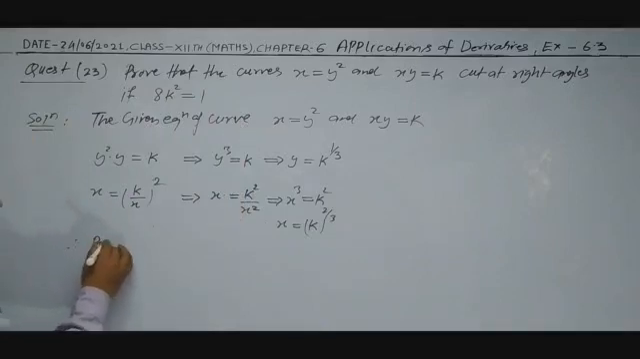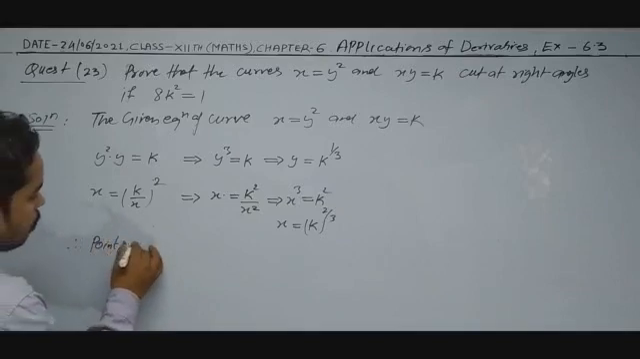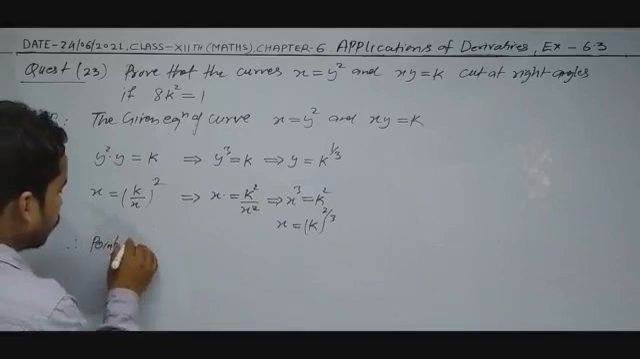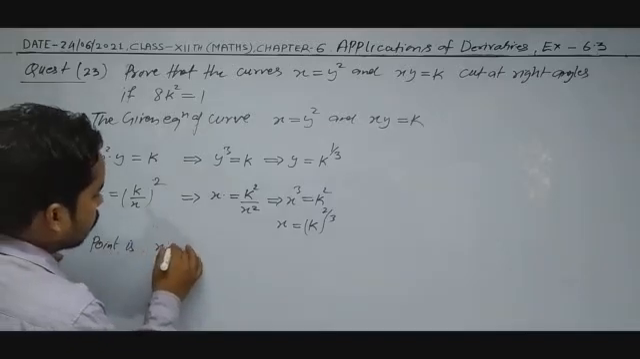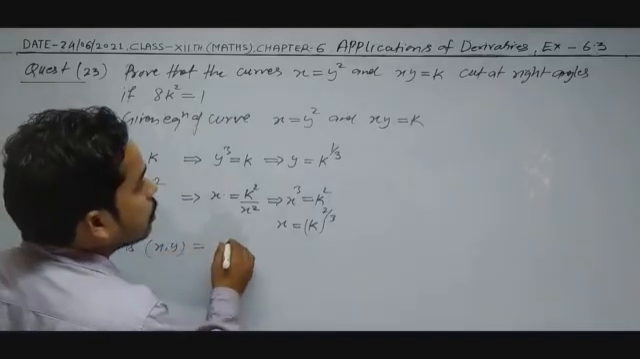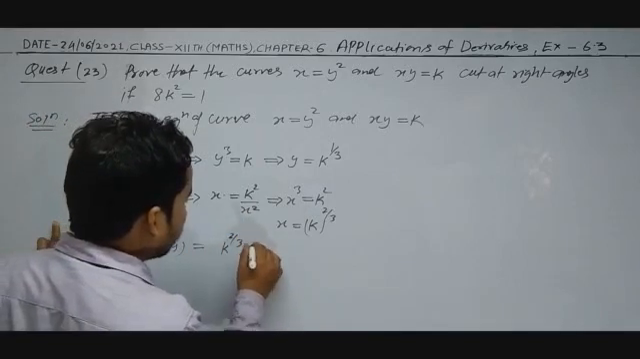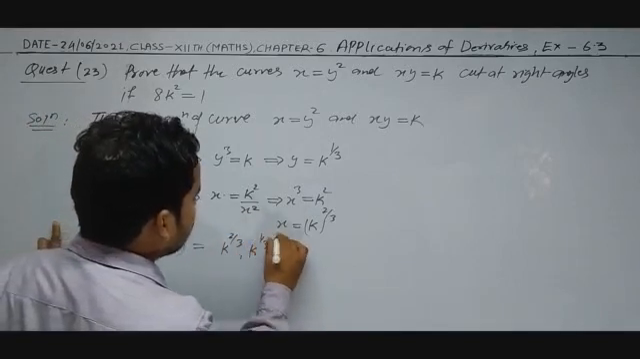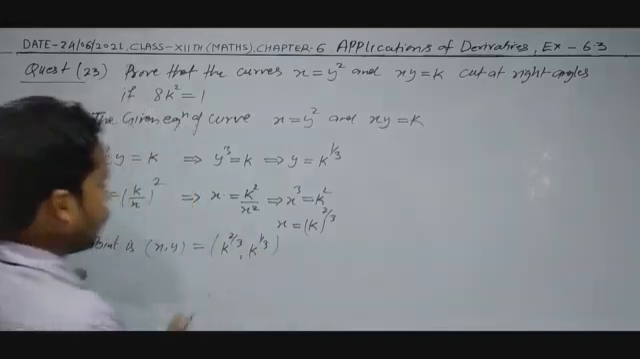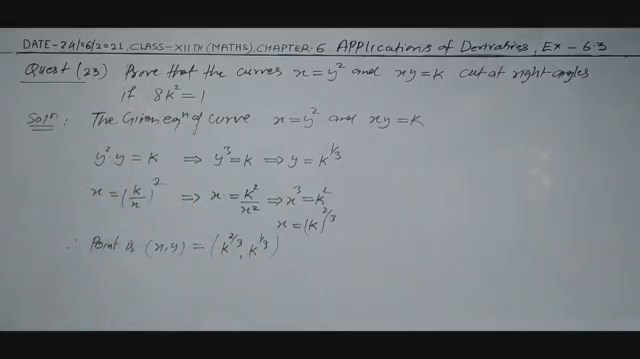So we have the points. Therefore, the point is (x, y), that is (k to the power 2 by 3, k to the power 1 by 3). This is the point where the curves are intersecting.